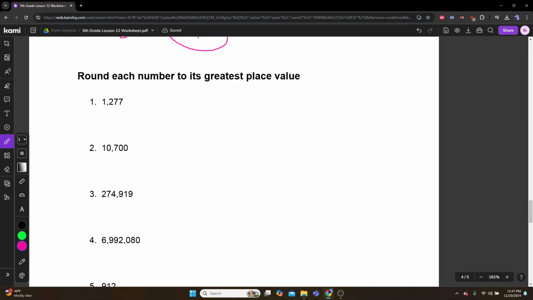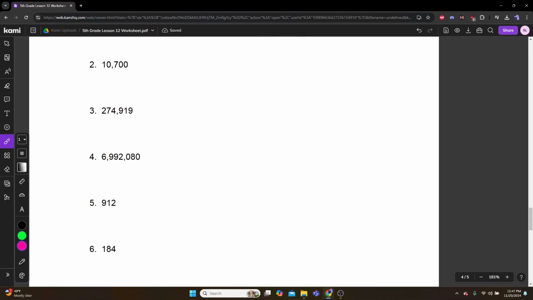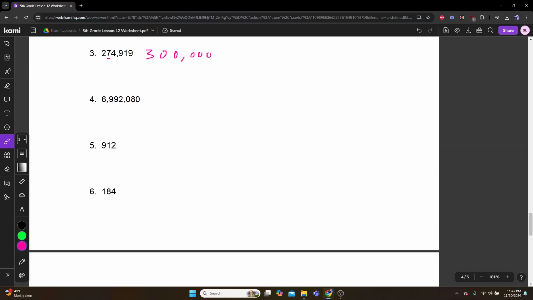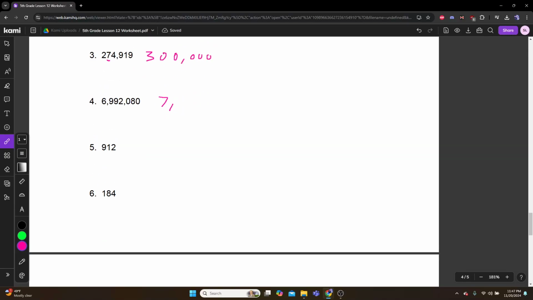Round each number to its greatest place value. So this is simple rounding, and the greatest place value means the largest place value here. So we would look at the farthest left. So it would be 1 here. So this would turn into 1,000. This one, 10,000. This one, since there's a 7, we would round this into 300,000. And then number 4, this would turn into 7 million. Number 5, the 9 would turn into just a 900. And number 6 would just be 200, as this would round up.